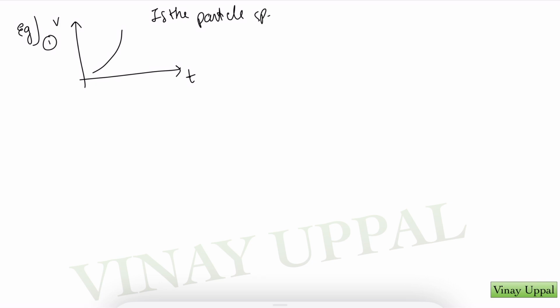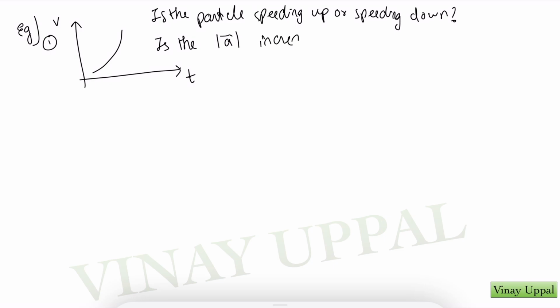Let's do another type of question that can come, qualitative question. So I'll just plot the graph that you can be asked to analyze. So suppose I have a velocity versus time graph. So the question that can be asked here is, is the particle speeding up or speeding down, and is the magnitude of the acceleration increasing or decreasing? So these are two types of qualitative questions that can be asked.